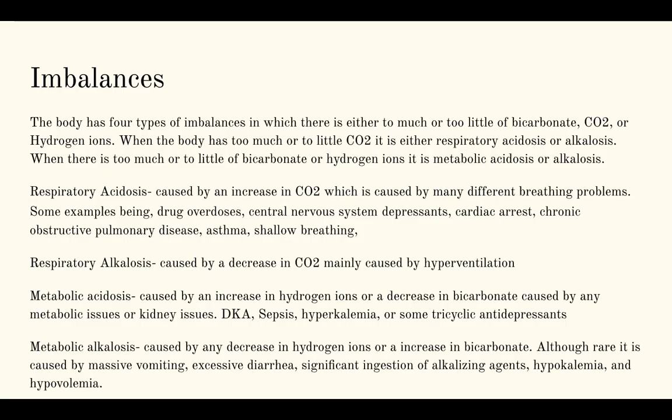So next we're going to move on to the imbalances in the body. The body has 4 types of imbalances when there's either a respiratory imbalance or a metabolic imbalance. Respiratory is caused by either too little or too much CO2, and a metabolic imbalance is caused by too much or too little of bicarbonate or hydrogen. So respiratory acidosis is the first one.